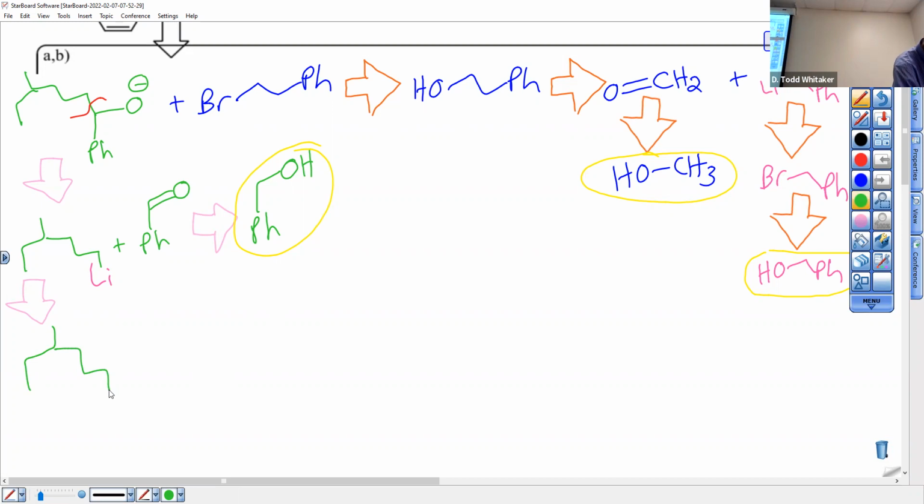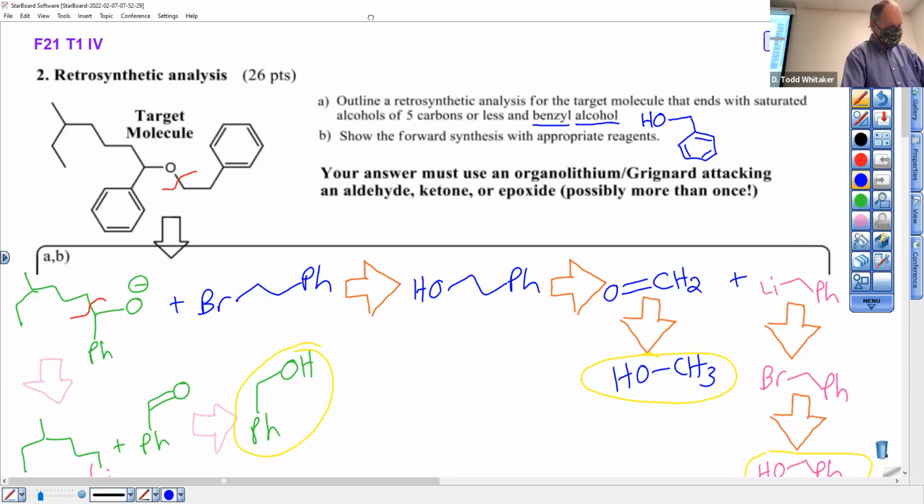Bromine, you want to stick with bromine all day? Why not? And you could say, hey, that comes from an alcohol and I'm done. Uh-oh. It comes from a 7 carbon alcohol and you're not done. Why? Because it's 7 carbons and you don't have any 7 carbon alcohols at your disposal. It says so right in the question. You have 5 carbon alcohols at your disposal and 1 7 carbon alcohol called benzyl alcohol.